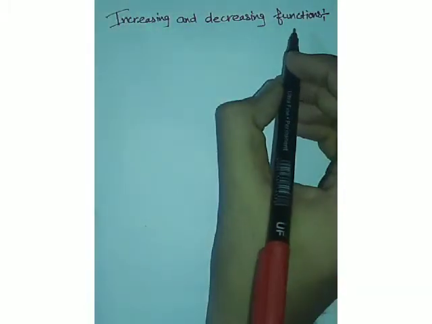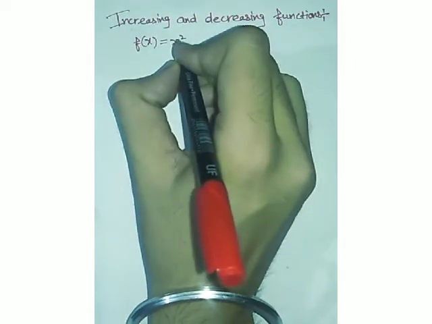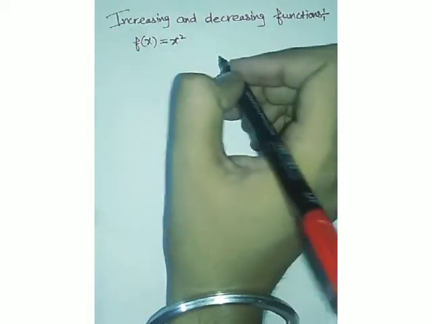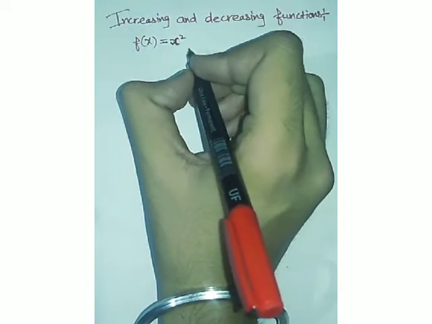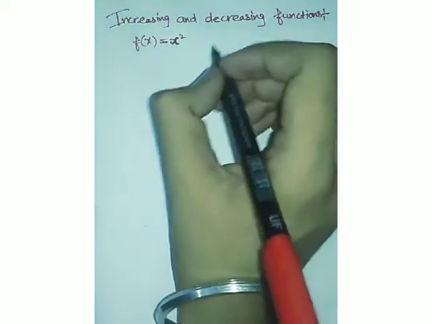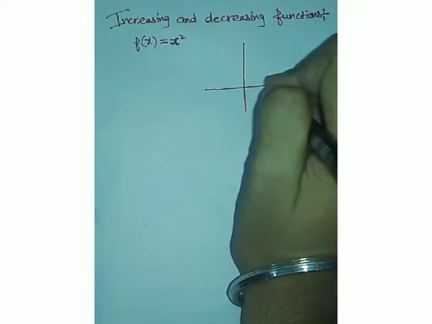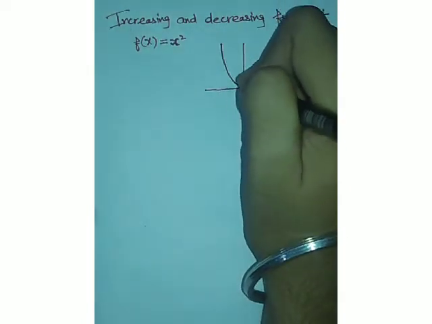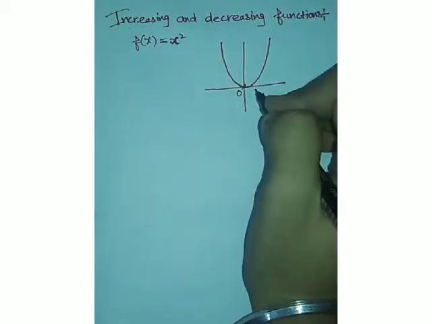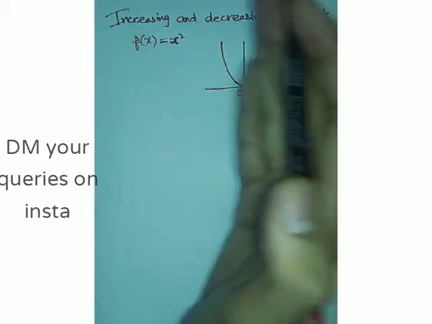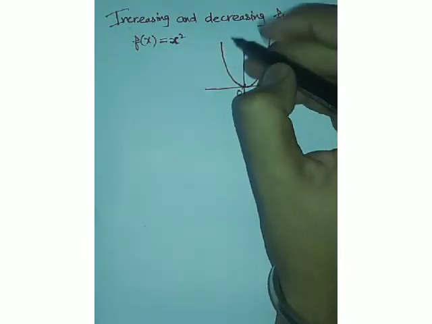Increasing and decreasing functions. For example, firstly, suppose a function f(x) is equal to x square. Now this looks like the equation of a parabola, because you have studied the parabola and these kinds of shapes in your 11th standard. So we will plot a very rough graph of a parabola. Now this is the origin. If we move from left to right, we see that the graph is decreasing.